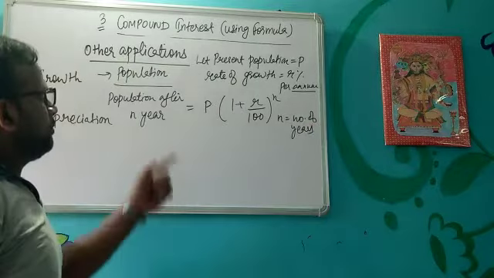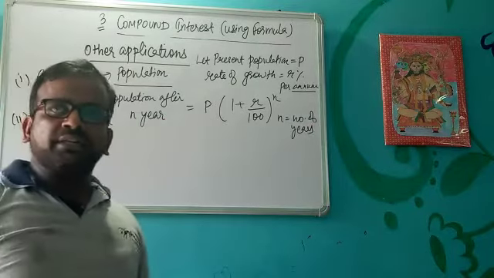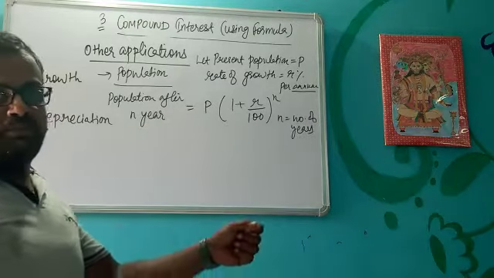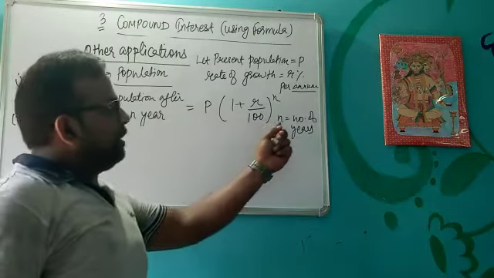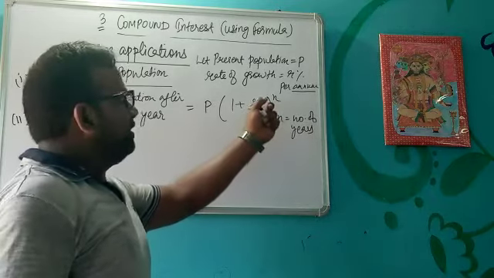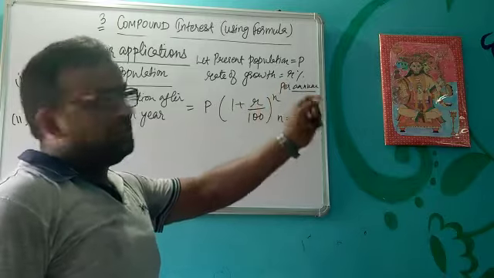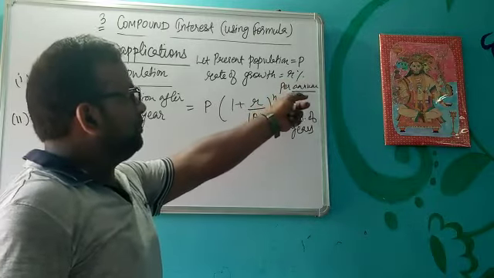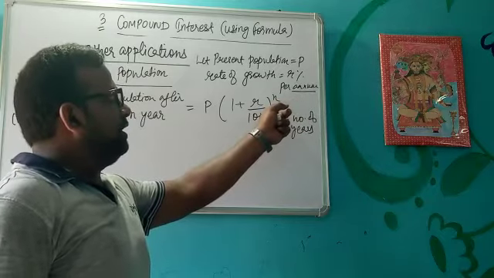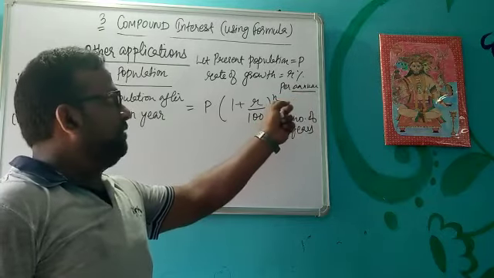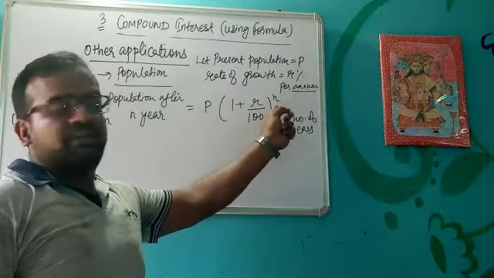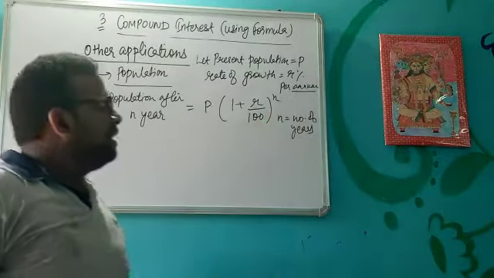Now this growth formula we can use for the growth of bacteria also. Suppose the bacteria are increasing 10% per minute. So here n will be the number of minutes and the rate will be 10% per minute. Whatever is the unit of the rate, if it is per annum, n will be years. If it is per hour, then n will be hours. If it is per 6 months, then n will be in units of 6 months.